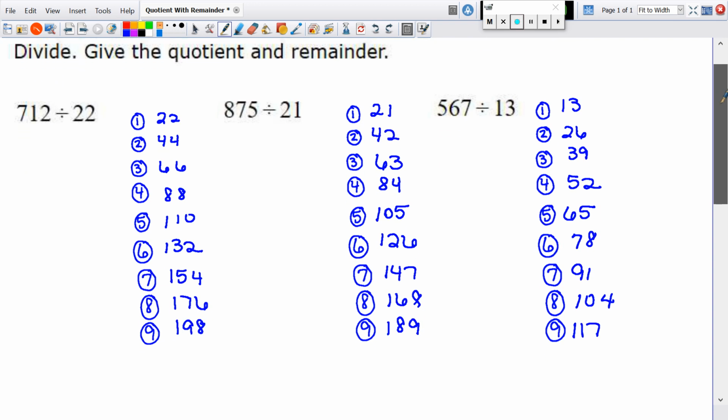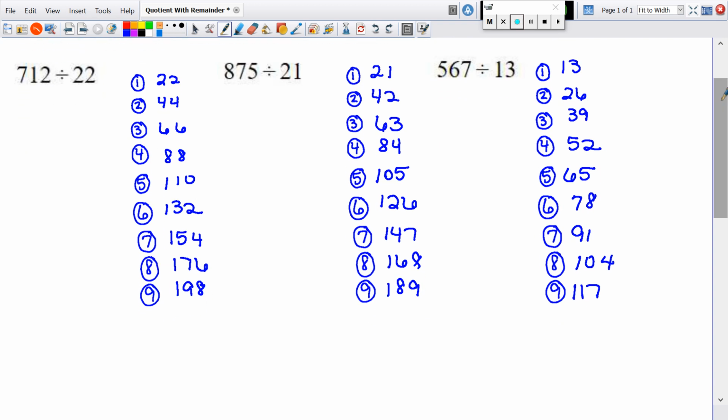So what I've done, 712 divided by 22, I've made a list of numbers 1 through 9, and you always use 1 through 9. You start with the number that you're dividing by as the first number on the list, and then you add that each time. What I mean, 22 plus 22 is 44. 44 plus 22 is 66, and you keep adding 22 all the way down.